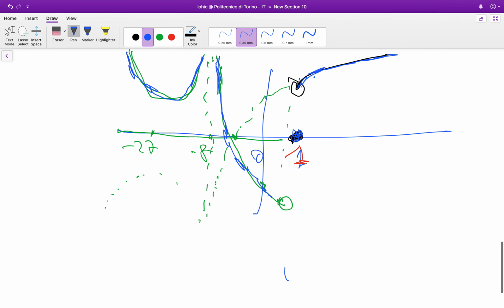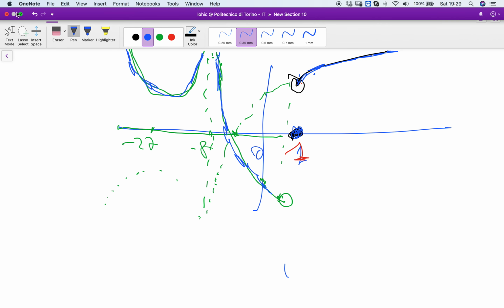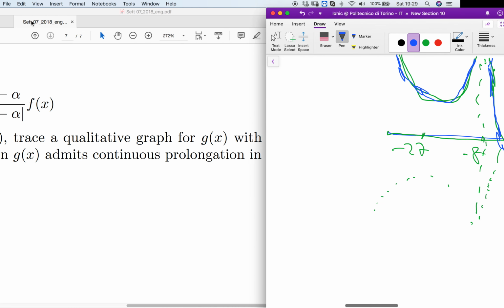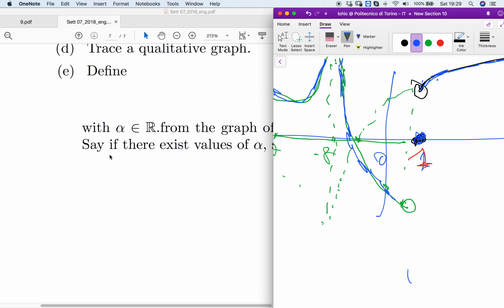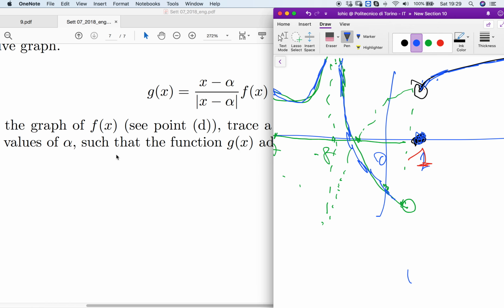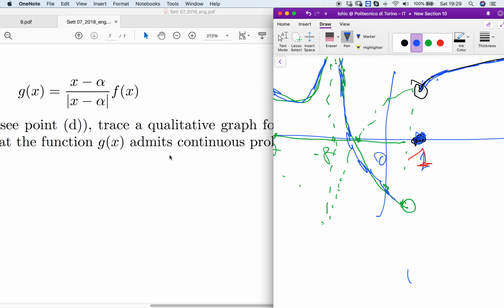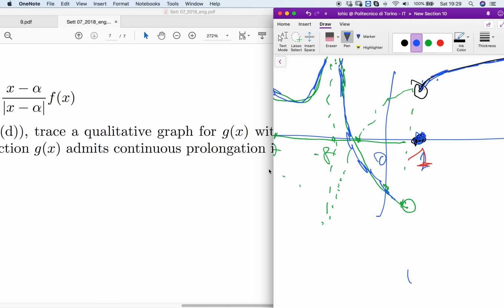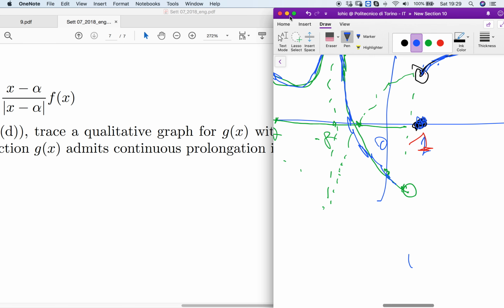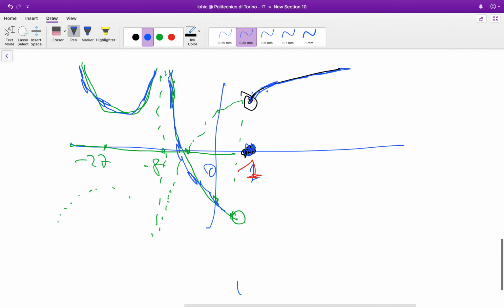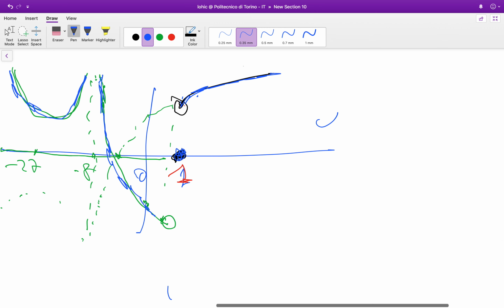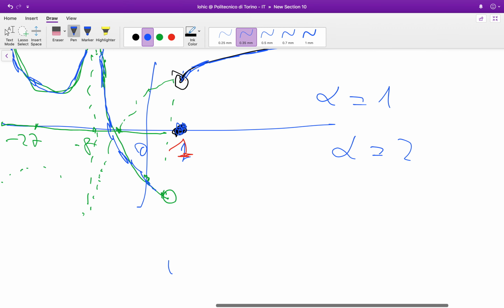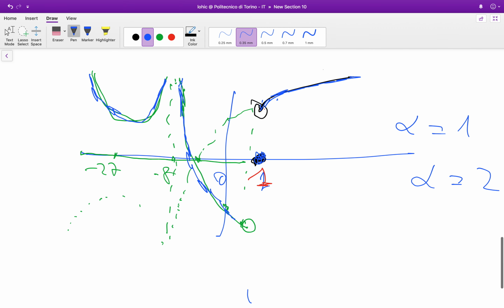Nice. Now we conclude. The last question they ask is to say if there exists a value of alpha such that the function g of x admits a continued prolongation. Does it change anything? I solved this with alpha equal to 1. If I solve it with alpha equal to 2, I will have exactly the same graph.